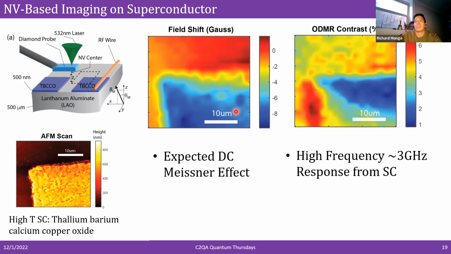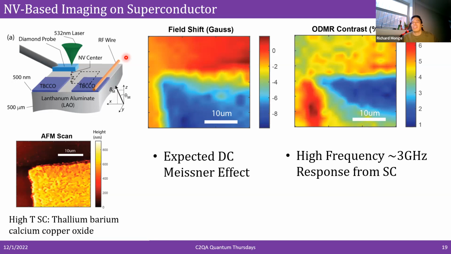Another thing we do observe is a high frequency response from the superconductor. This is apparent from the ODMR contrast. The ODMR contrast is indicative of the microwave driving field strength, and as you can see, it is changing as a function of position. So the superconductor is inducing currents in this AC regime, at this 3 gigahertz regime, in response to the microwave driving field coming from the RF wire. So that ODMR contrast is changing as a function of position.